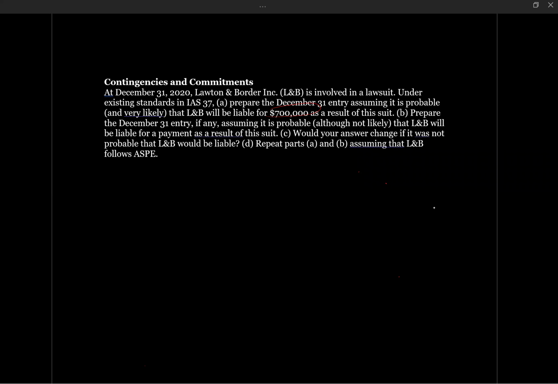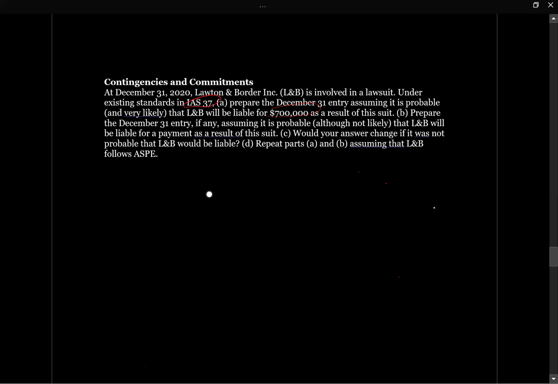And would your answer change if it was not probable? And then it asks us to repeat the question, assuming that L&B follows ASPE. And the reason we know we're in IFRS here is because it says IAS 37. So a little bit of a tricky one there.